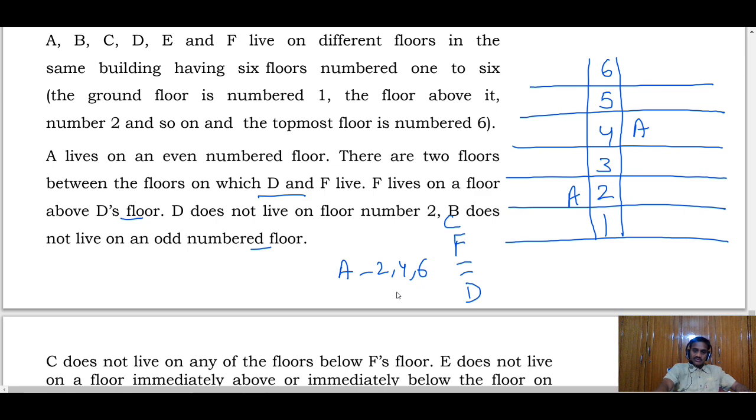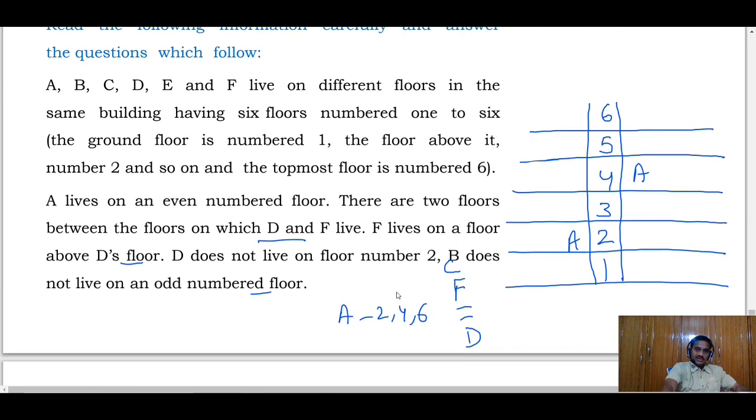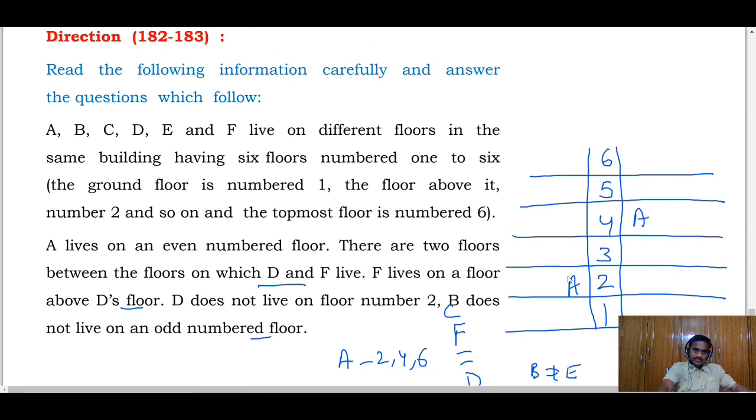And E does not live on the floor immediately below B. And B and E are not adjacent to each other. Now B and E are not adjacent to each other. As B and E are not adjacent to each other here, then tell me what is the final arrangement we have.